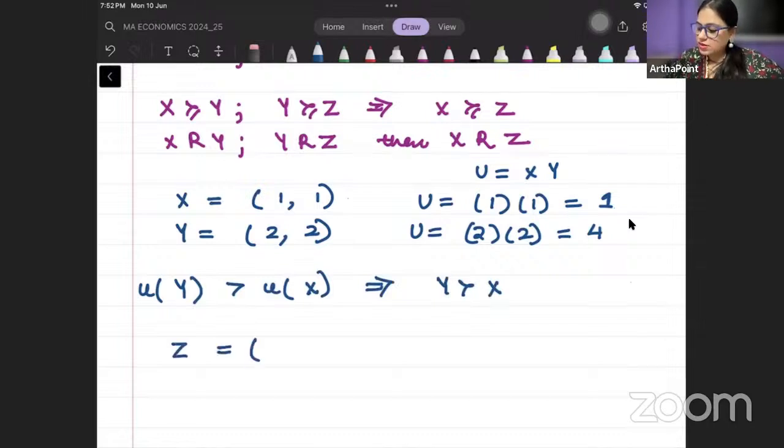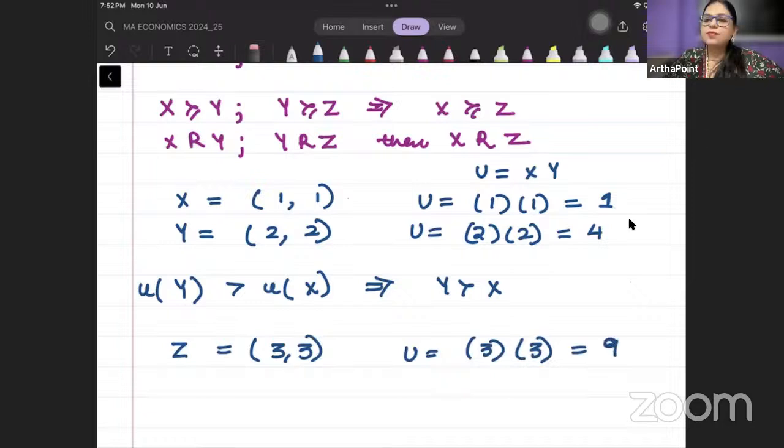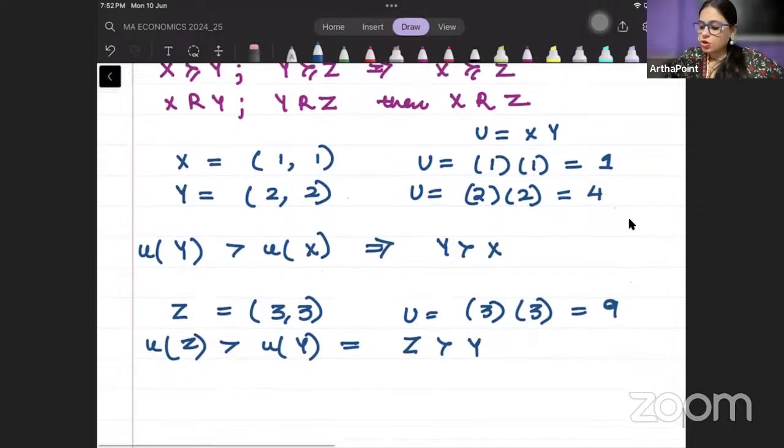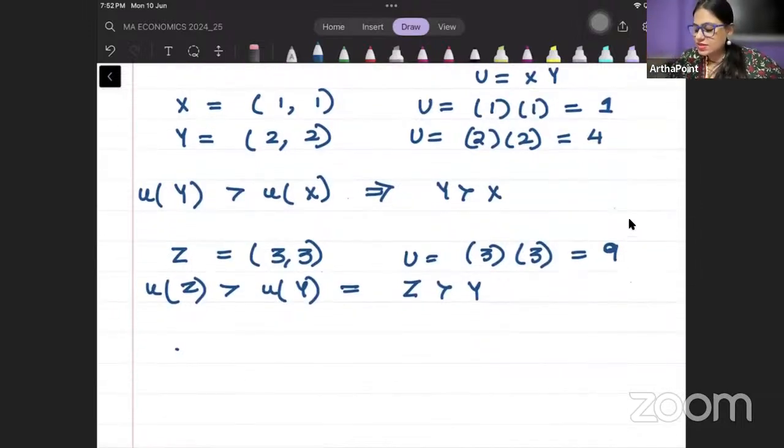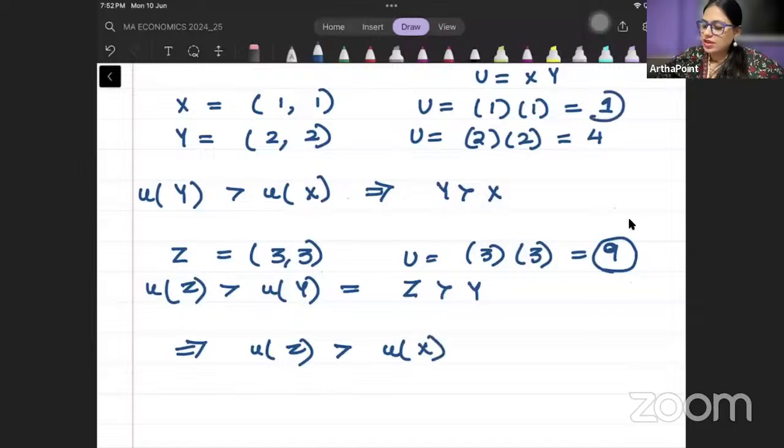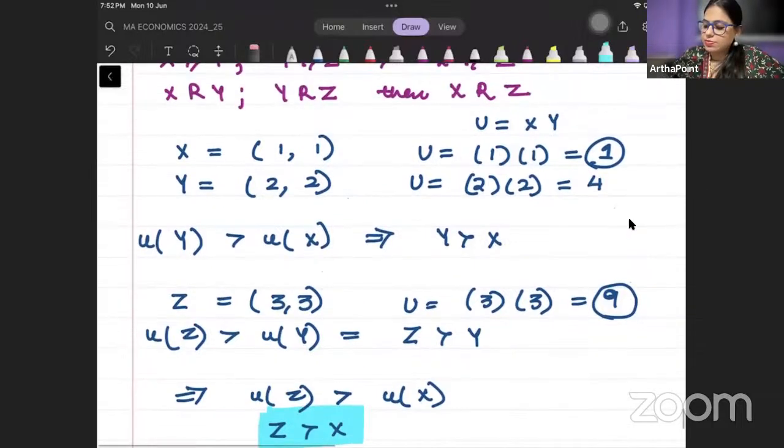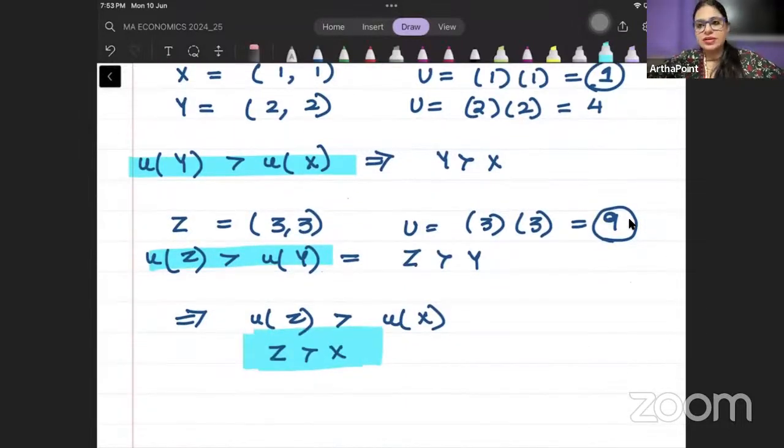Similarly, suppose I give you a bundle (3, 3). My utility will be 3 into 3, that means 9. So my utility from Z is more than utility from Y. So Z should be preferred over Y. So I have Y preferred over X, Z preferred over Y, and clearly I can see that utility from Z is more than utility from X. So Z should be preferred over X. This is an example of transitivity. Y preferred over X, Z preferred over Y, so Z preferred over X.